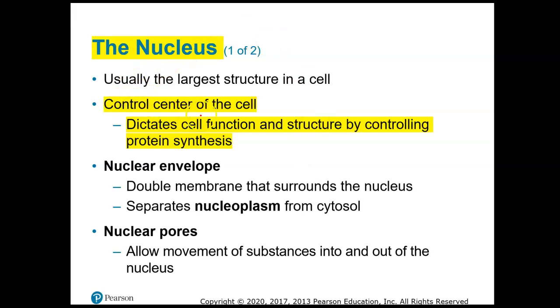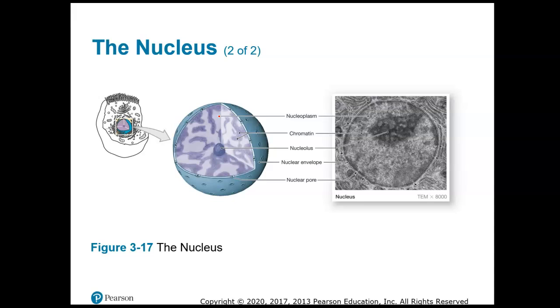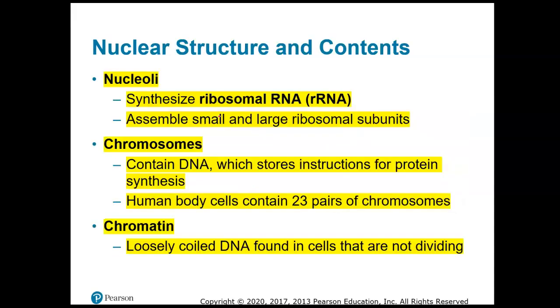All right, the nucleus is the control center of the cell, and it does contain the DNA in the form of chromosomes. Inside the nucleus, we have the nucleoli, or nucleolus is singular, and what the nucleolus does is synthesize ribosomal RNA, which forms ribosomes. Chromosomes contain DNA and pieces of DNA called genes. Human body cells have 23 pairs of chromosomes, which of course comes out to be 46 total.